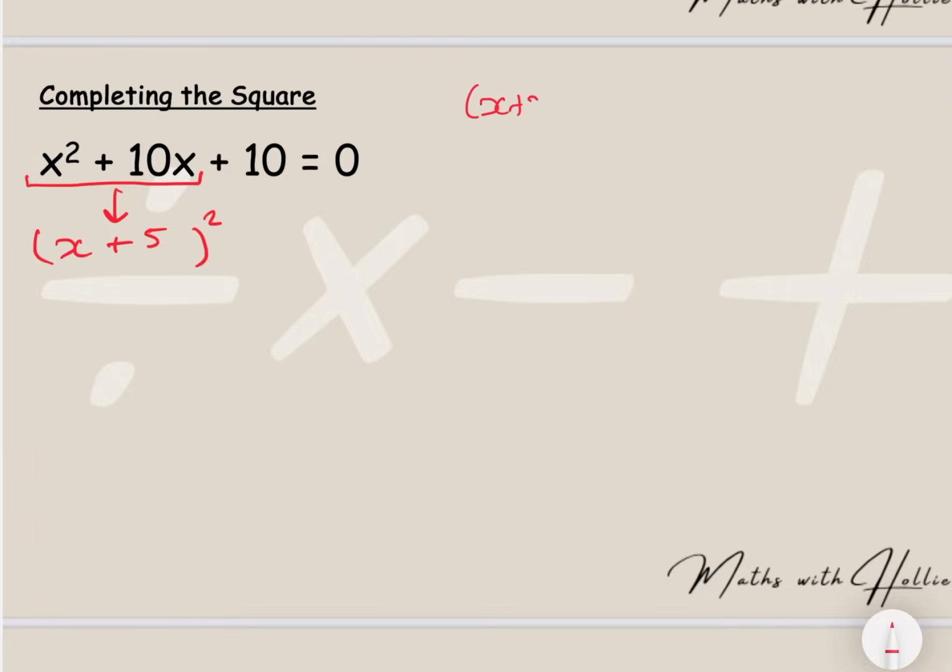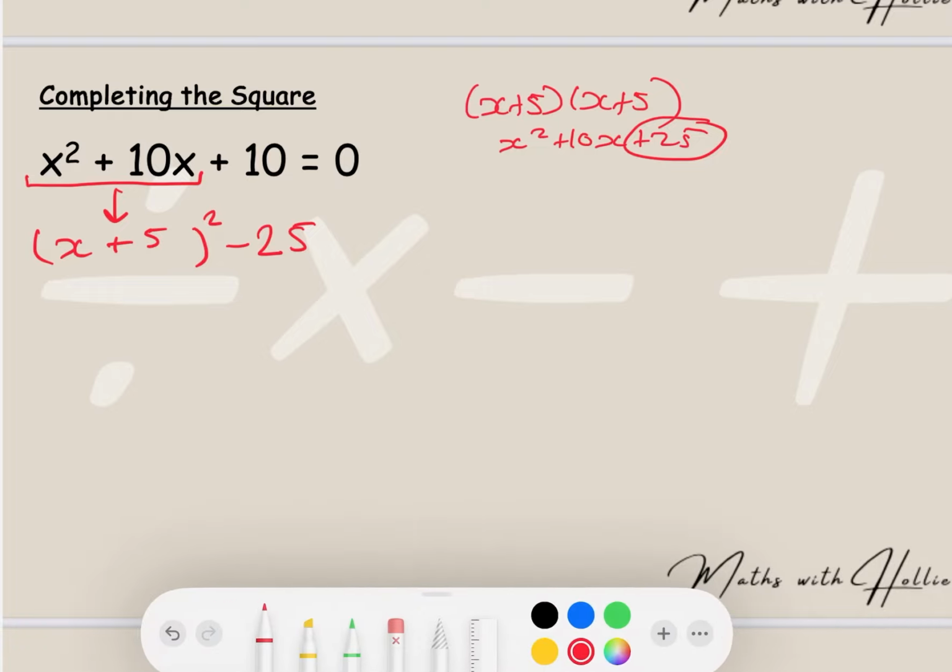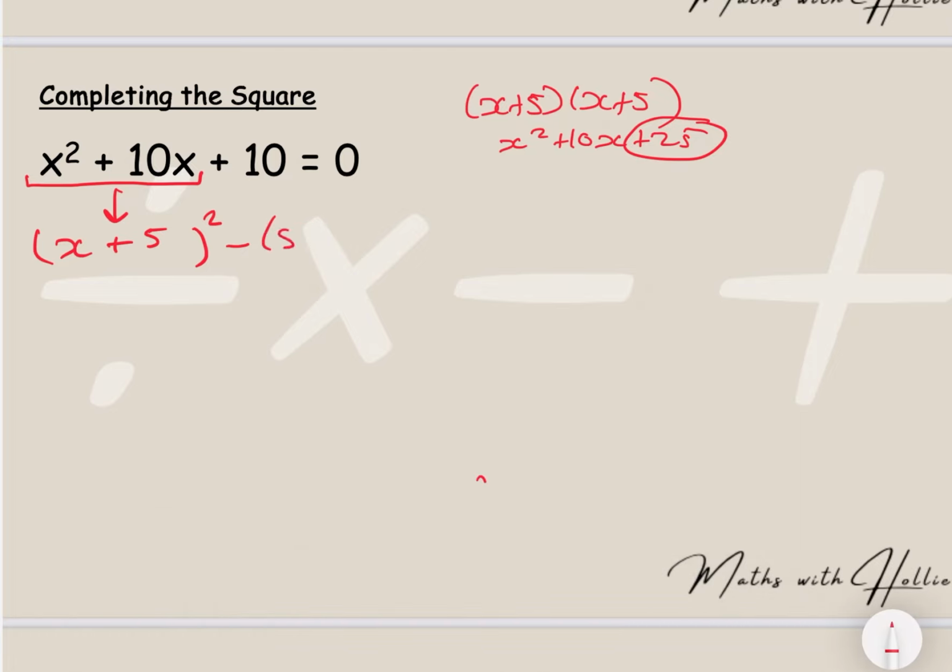So if I actually wrote out what squared means, it would get me x squared plus 10x plus 25. So notice how when I square the x plus 5, it's giving me an extra 25 that is not in the original equation. So I'm going to subtract that 25, which is 5 squared. Okay, so maybe I should write that first, just so you can see what I'm doing. So whatever number's inside the bracket, I'm going to subtract that squared. But then you can't forget about the 10 that's already in that equation.